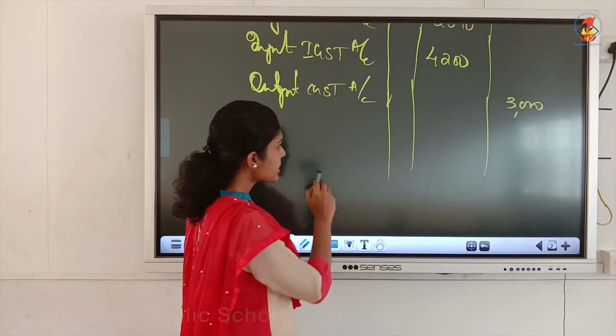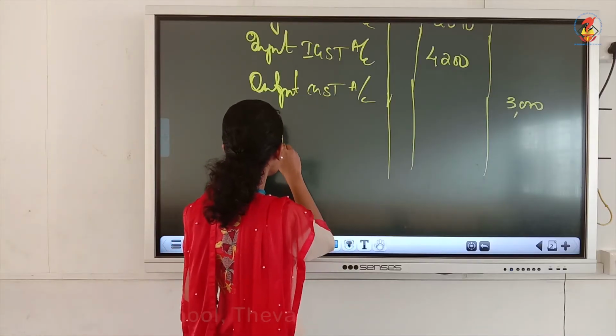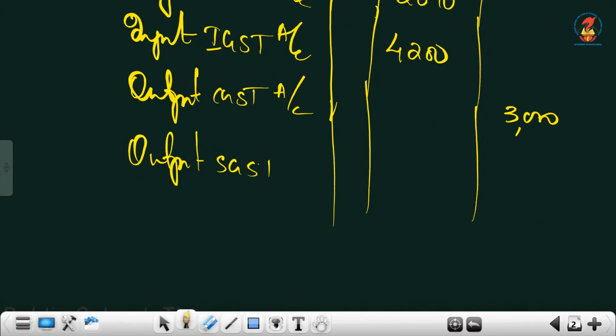Then the next one is output SGST account, again the brought down figure for this account also on the credit side. So, that is 3000, both are the same figures, isn't it? Yes. Now the trial balance is over.